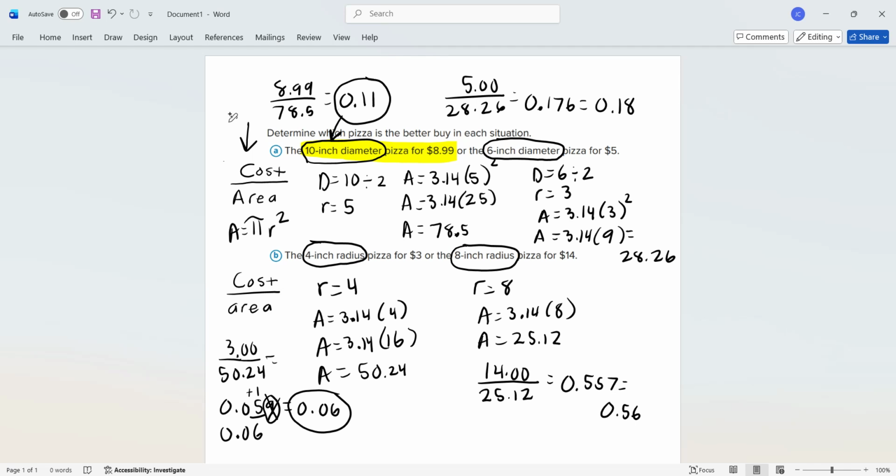Your equation for it is going to be cost divided by area. So first, find the area. And we know that our formula for finding the area is pi times r squared. If they give you the diameter, divide it by 2, and that'll give you your radius. After that, just put your radius into the problem and solve. Once you have your area, put your area in the problem as well as your cost, and just divide the cost by the area. If they give you a decimal, always round to the hundredths place.